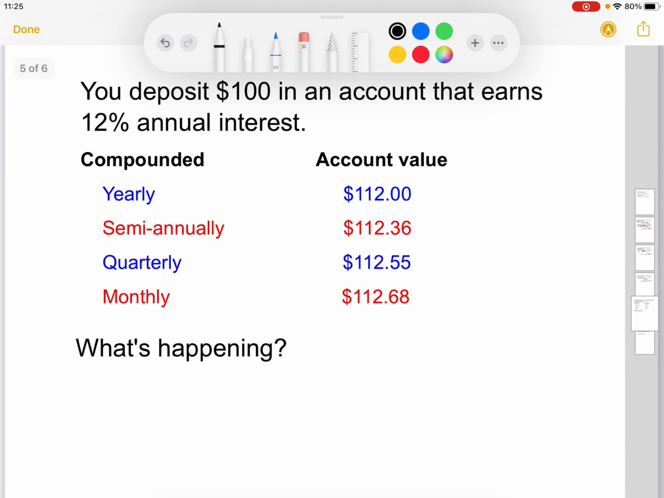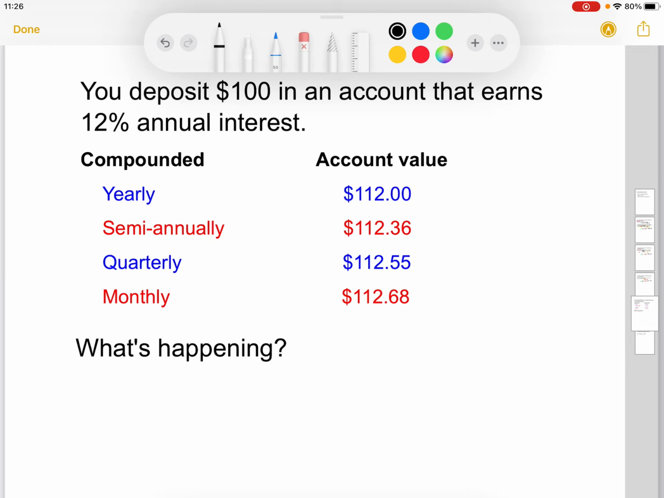So just to look at this all in one, if I compound 12% annually just once, I'm going to earn that $112. But the more often I compound it, the more pieces I split it into, it seems like I'm earning more and more on my investment.